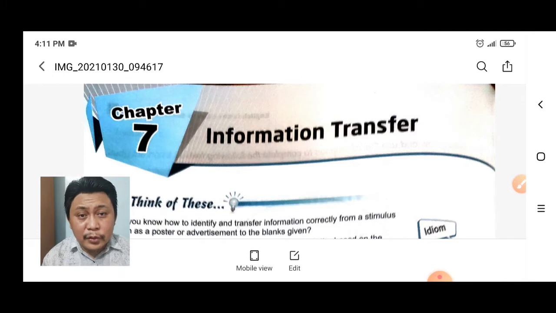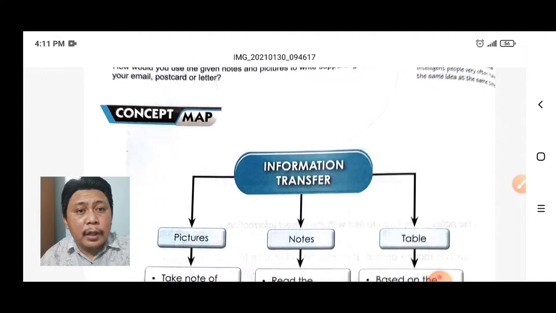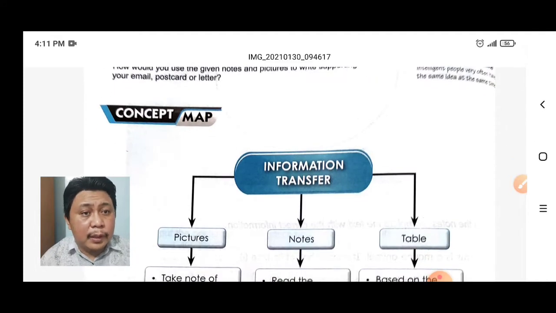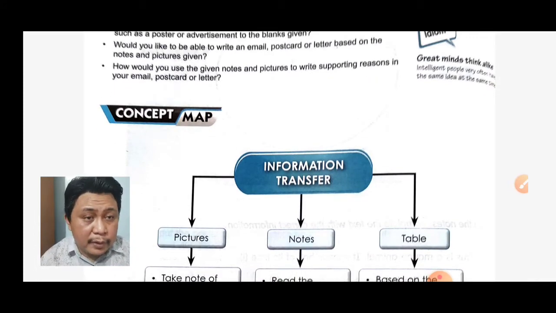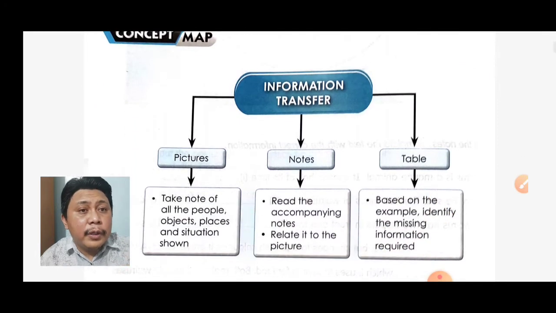Information transfer is one of the components in your English Language Paper 2, Section B, divided into B1 and B2. So now we go through the concept map for information transfer. What is the meaning of information transfer? Before we go to the tips on how to write a good information transfer and a good short message for your examination.